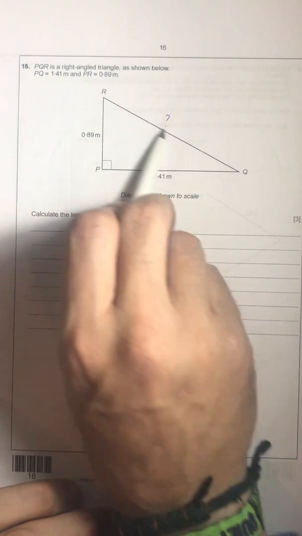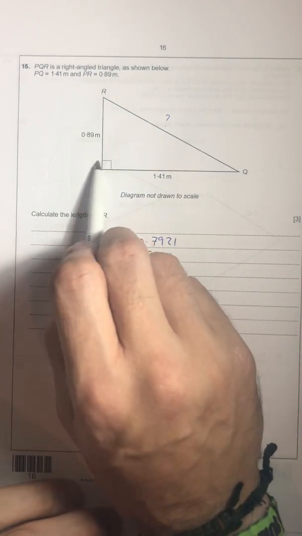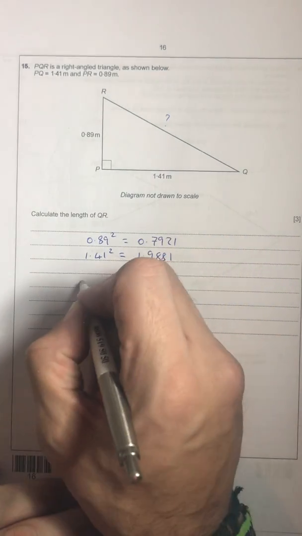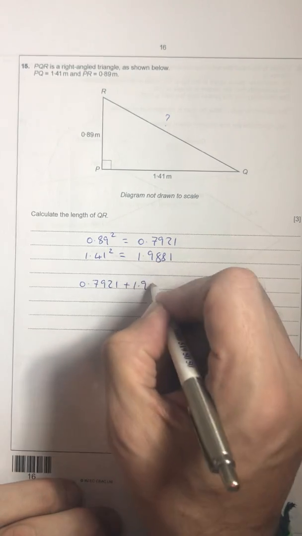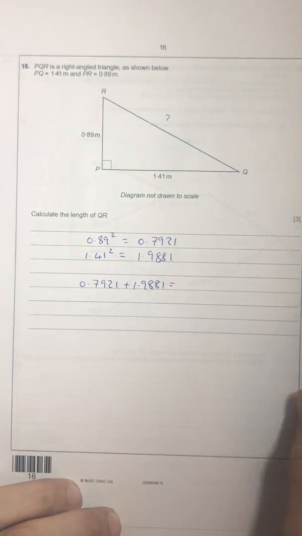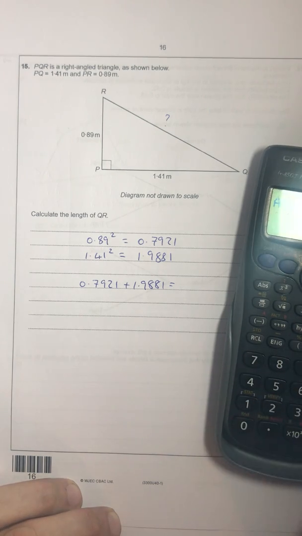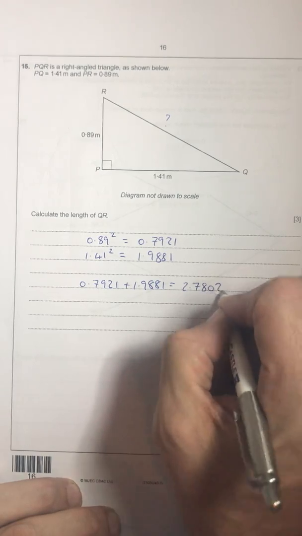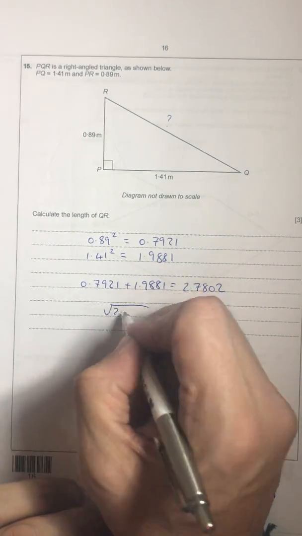So if we're finding the longest side, the hypotenuse, which is always opposite the right angle, this side, the longest side, then we always add them. So I need to do 0.7921 plus 1.9881. That gives me an answer of 2.7802. And then all we need to do is square root the answer.